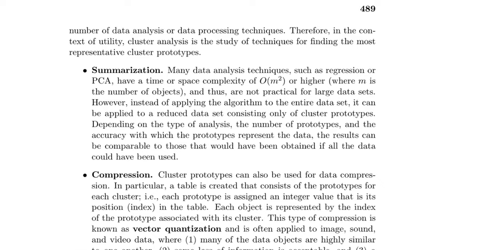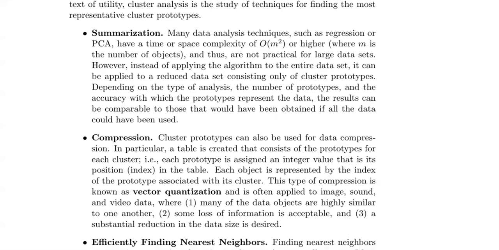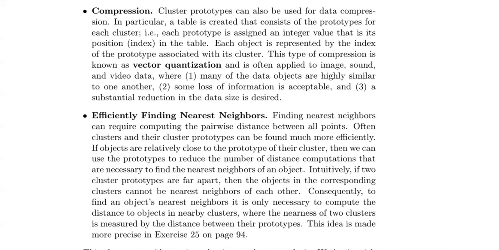Here, many of the data objects are highly similar to one another, loss of information is acceptable, and a substantial reduction in data size is desired. And the last one regarding clustering for utility is efficiently finding the nearest neighbors. Finding the nearest neighbors can require computing the pairwise distance between all points. If objects are relatively close to the prototype of their cluster, then we can use the prototypes to reduce the number of distance computations.